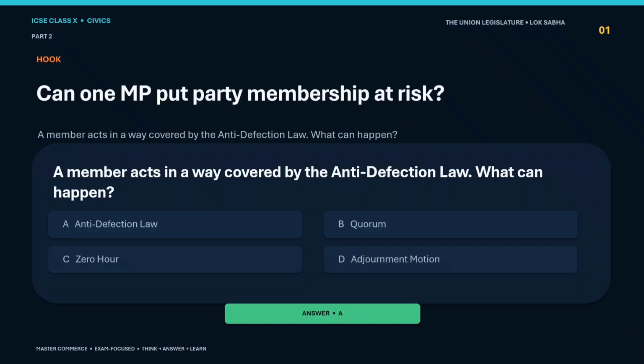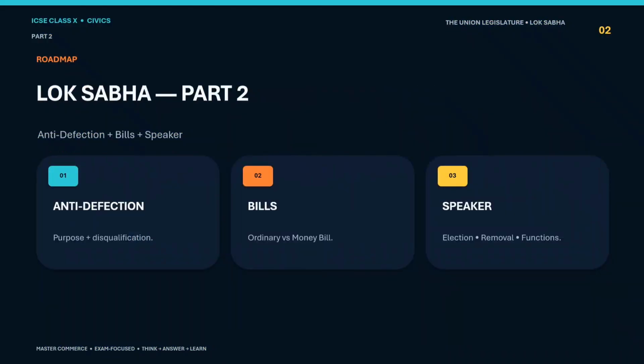Today, we are going to understand the purpose of the law, then move to ordinary and money bills, and finally the speaker. 3 sections today. First, anti-defection law. Second, ordinary bill versus money bill. And third, the speaker. At the end, I'll give you 3 quick board traps, so don't just watch, answer them before I reveal the answers.